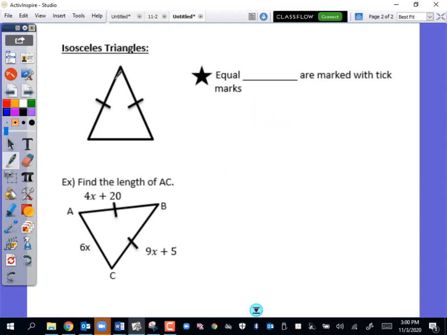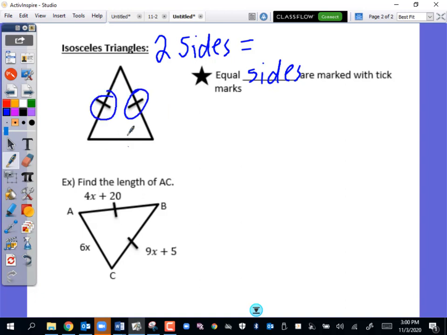For isosceles triangles, we know that means only 2 sides are equal. So you cannot just pick any 2 sides. You got to pick the sides that are equal. How do I know which ones are the equal sides? Because they have the tick marks on them. Like only these 2 sides would be equal. The other side doesn't have a tick mark on it, so we don't know that that's equal to the other one.